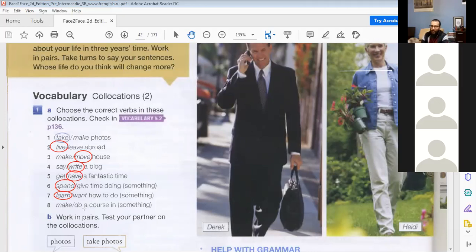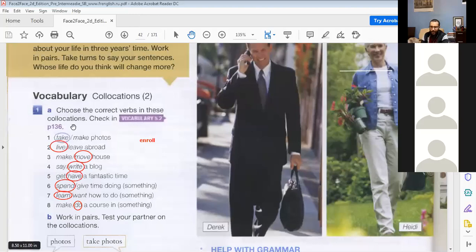Okay, number eight. Do a course. You can also say take a course. It's also take, correct. Take a course, do a course. There's another one, which is not very common: enroll. You can say enroll, but I think it's a little too formal. Maybe it's better for schools. Anyways, but do and take are better.